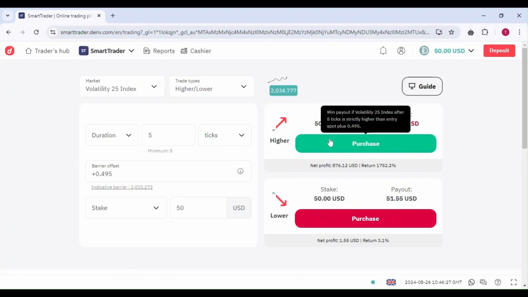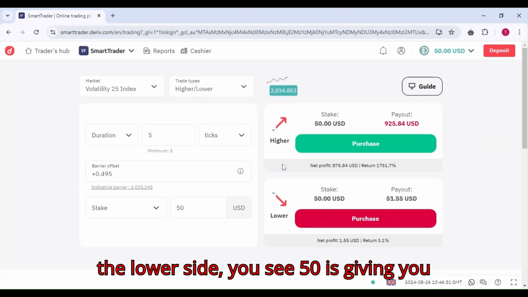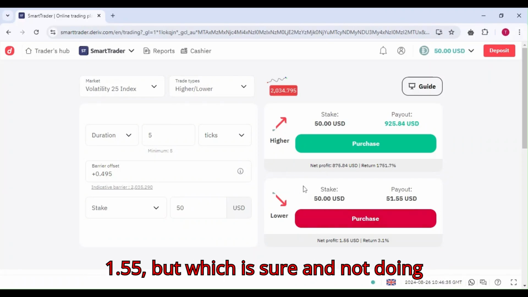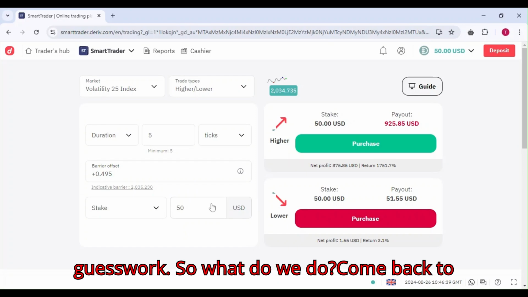You'll come to it one of these days. When we look at the lower side, you see 50 is giving you 1.55, but it is sure, and not guesswork.